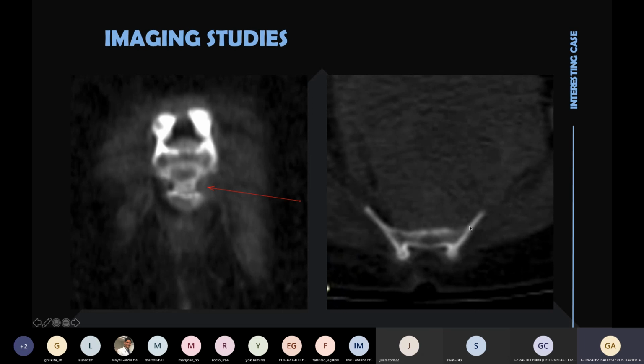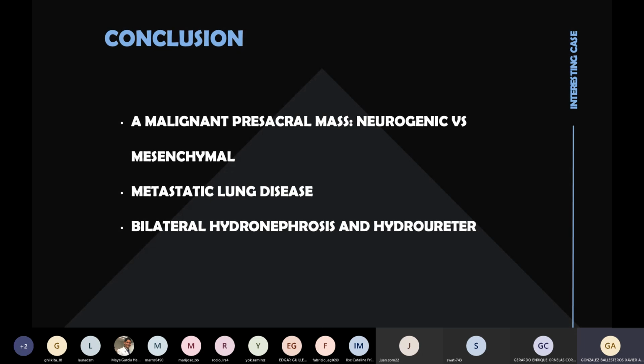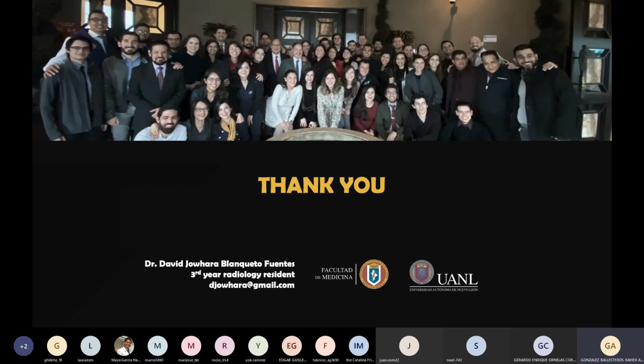The reality is that on imaging, making a diagnosis is difficult, but we can narrow our options, and with the possibilities, we consider that a malignant presacral mass of neurogenic or mesenchymal origin is the most probable diagnosis. It also has metastatic lung disease and bilateral hydronephrosis and hydroureter. At this time, we don't have a pathologic correlation, but we're still waiting for it. And that is all.